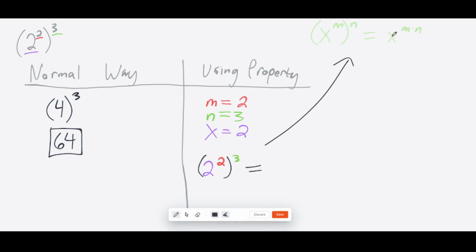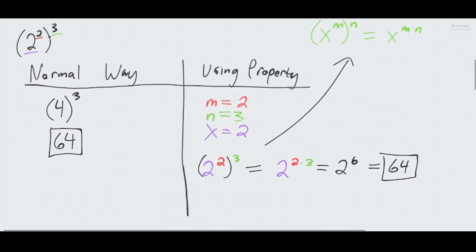And according to this formula up top, for the right side of that equation we would use the same values for x, m, and n, but arrange it in this new form. Basically, we'd just multiply the exponents. So we would get 2 raised to the power 2 times 3. And if we simplify, 2 times 3 is 6, so this simplifies to 2 to the 6th power. And if you calculate this on a calculator, you'll find that this also equals 64, as we expect.